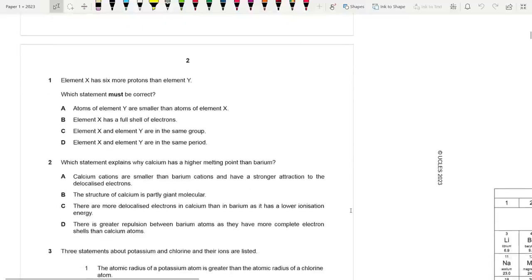Let's begin. Starting with question number 1. Let's go. Element X has 6 more protons than element Y. Which statement must be correct? A, atoms of element Y are smaller than atoms of element X.